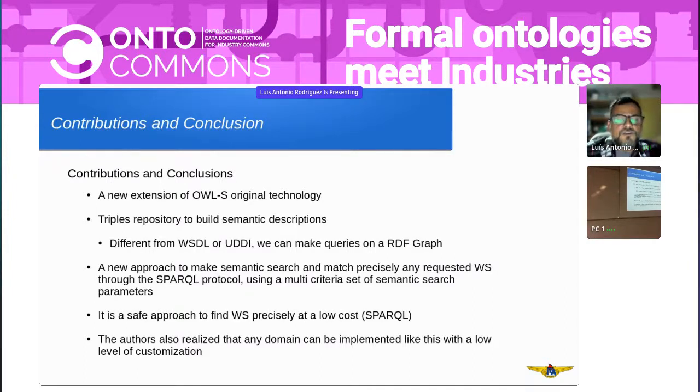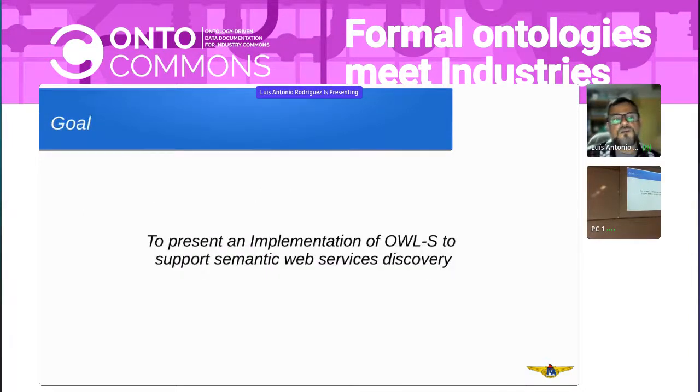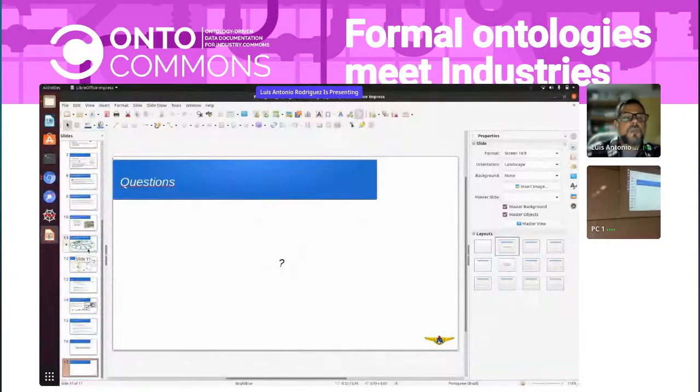A new approach to make semantic search and match precisely any requested web services using the Sparkle protocol with a multi-criteria set of semantic search parameters. I have shown that in the result image. It's a safe approach to find web services precisely at a low cost using the Sparkle protocol. And the authors also realize that any domain can be implemented like this with a low level of customization. Well, my friends, I think I reached my goal to present an implementation of OWLS to support semantic web services discovery. I guess I'm ready for questions.